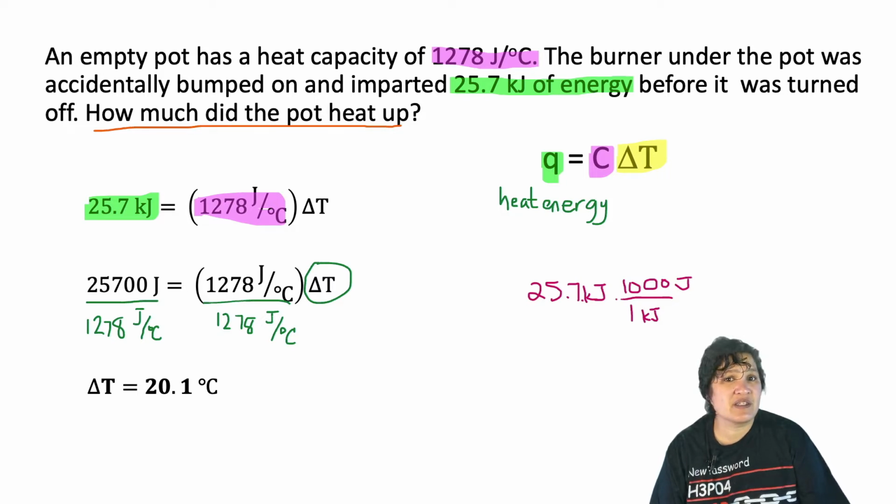As a reminder, this does not mean that our final temperature is 20.1 degrees Celsius. It means that the pot is 20.1 degrees Celsius hotter than it was before the burner was turned on.